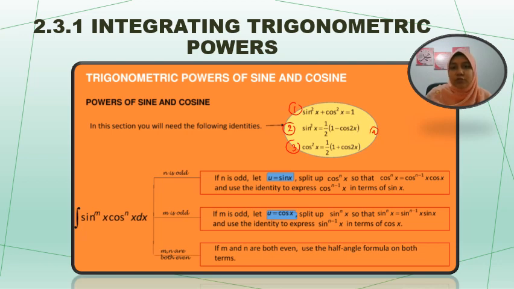Or we can also use the trigonometric identities cos 2x equal to 1 minus 2 sine square x, or 2 cos square x minus 1.